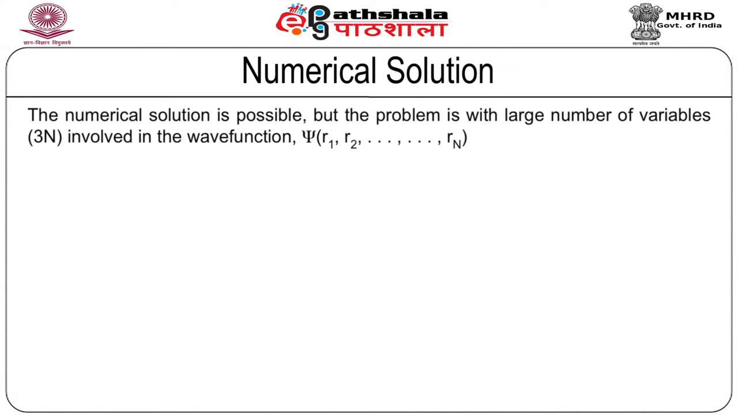One of the possible approaches in solving this many electron problem could be the numerical solution. The numerical solution is possible, but the problem is with the large number of variables, which is 3n in case of n electrons, that is involved in the description of the wave function psi that depends on the coordinates r1 to rn.